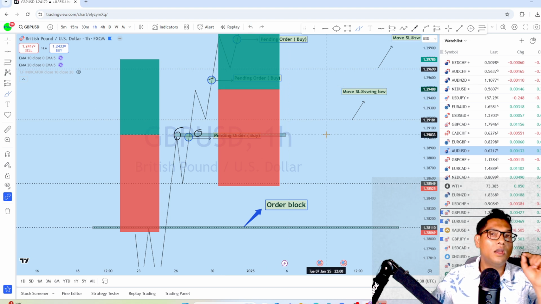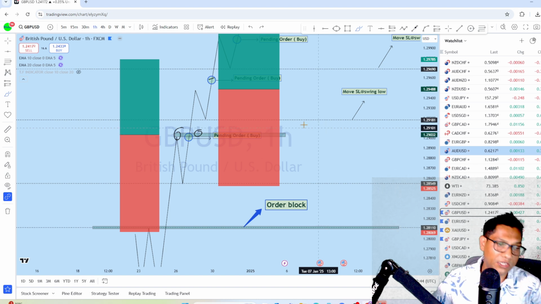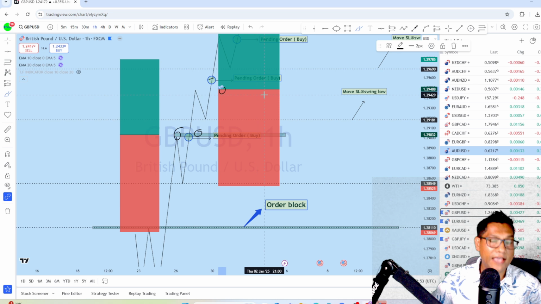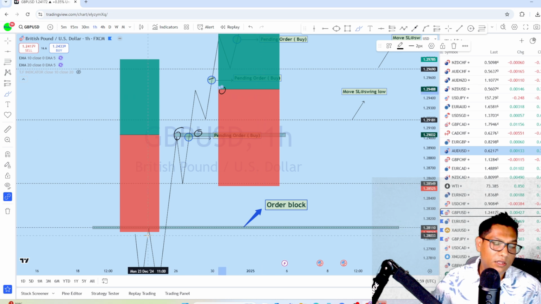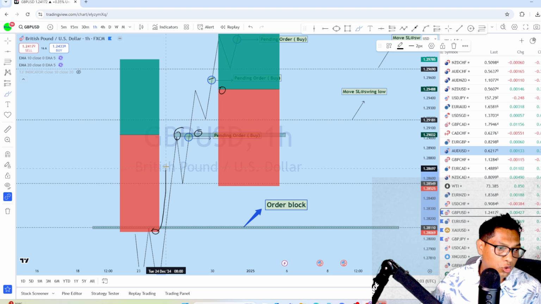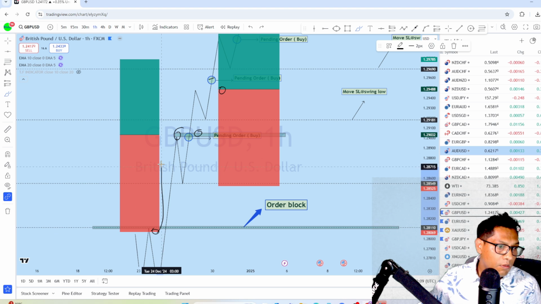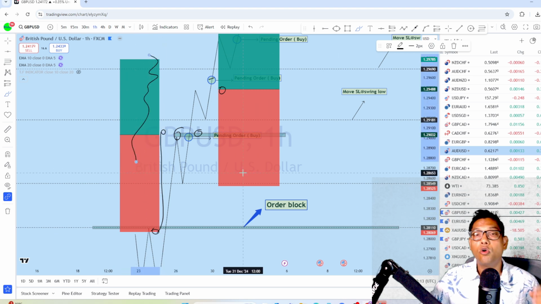Now our job here is to do the risk management, guys. Keep in mind that risk management is the heart of everything. So once we see that the second trade is active, as soon as the second trade is active, the first trade's stop loss will be moved to the entry. Now by moving the stop loss to the entry, we are making the first trade completely risk-free.